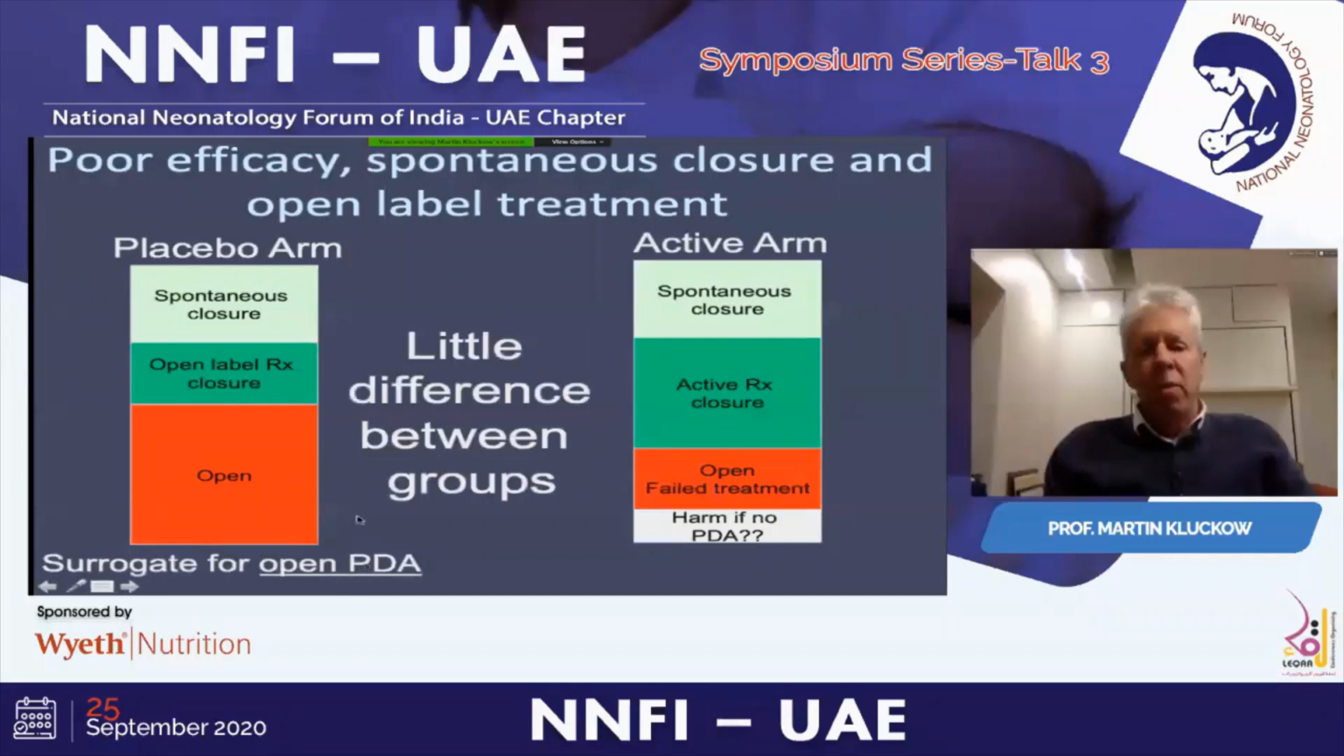So this assumption is if the baby gets placebo, then they'll suffer the effects of an open PDA. And similarly, if the baby has active treatment, then the duct will be closed and they will be protected from the effects of an open PDA.